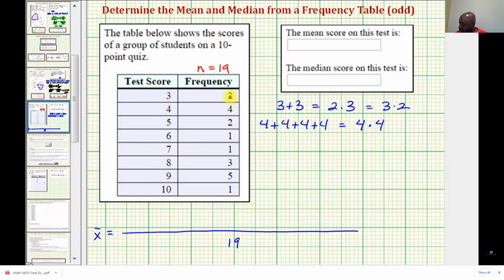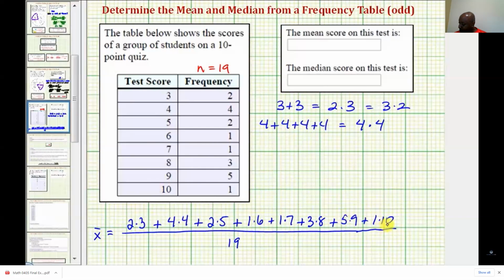So 3 has a frequency of 2, so we'd have 2 times 3, plus 4 has a frequency of 4, so 4 times 4, plus 5 has a frequency of 2, so plus 2 times 5, plus both 6 and 7 have a frequency of 1, so we could just write plus 6 and plus 7, but to keep the pattern, let's write 1 times 6 plus 1 times 7, plus 8 has a frequency of 3, so 3 times 8, plus 9 has a frequency of 5, so 5 times 9, plus 10 has a frequency of 1, so we'd have 1 times 10.